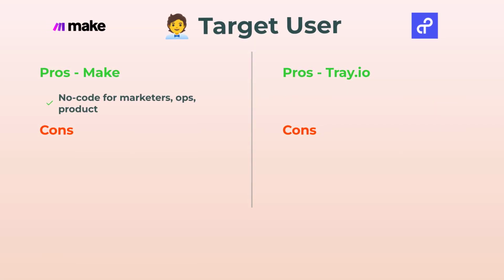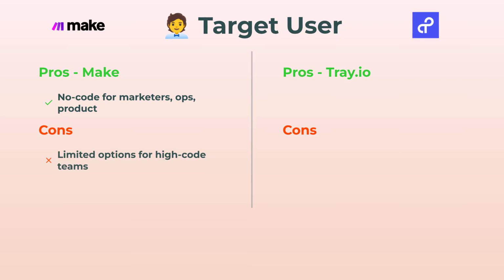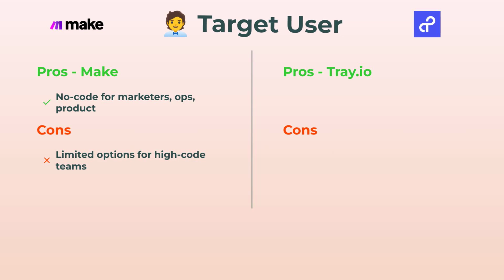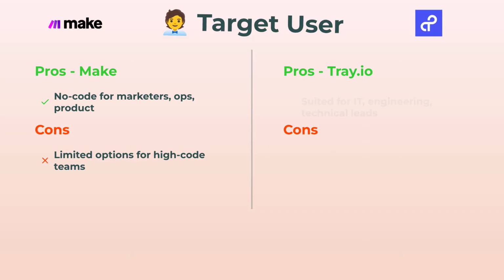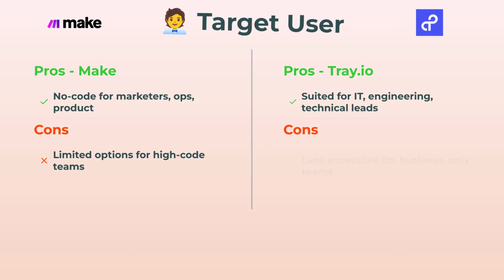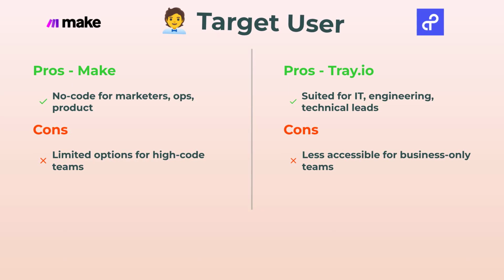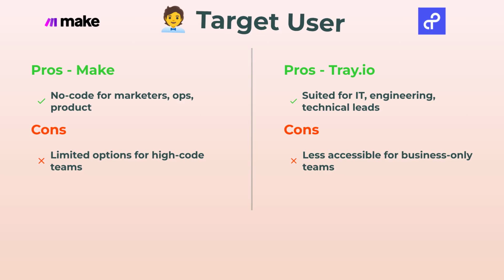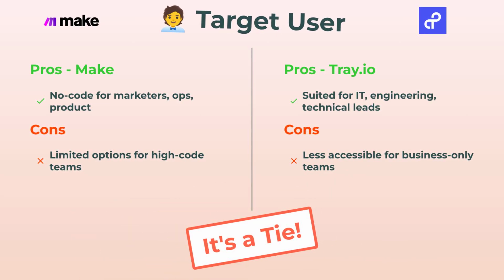Who are these actually for? Make is super no-code focused. Marketers, operations, product teams, anyone who doesn't want to touch code is right at home. If you need to write a bunch of scripts though, it's not really built for high-code teams. Tray.io is the opposite. IT, engineering, technical leads, they're going to love it. Folks on the business-only side might feel a bit left out. In the end, this one's a tie, it just depends on who's at the keyboard.